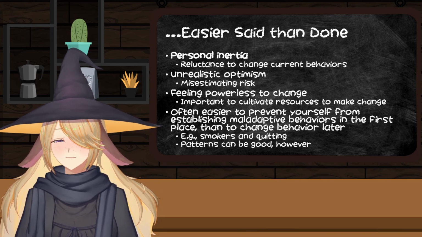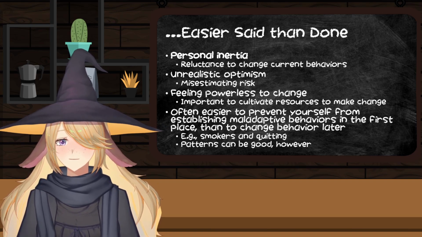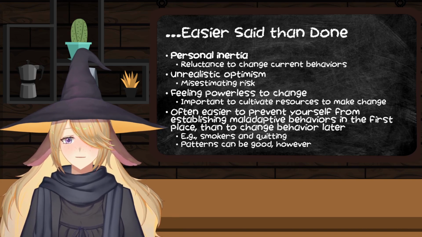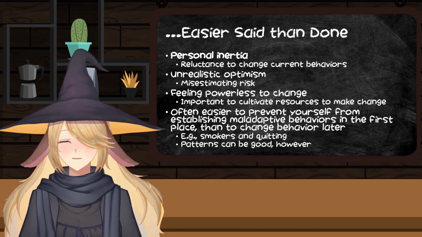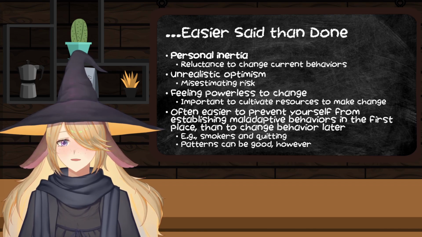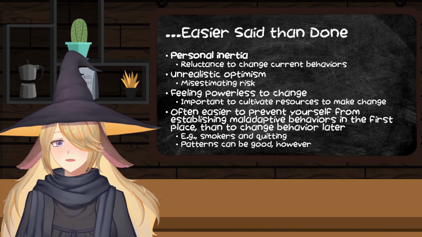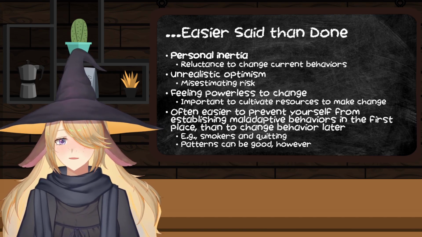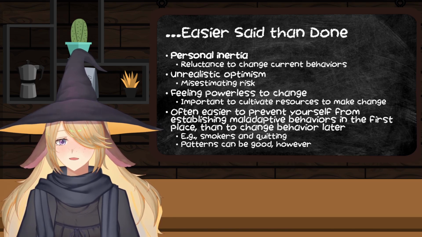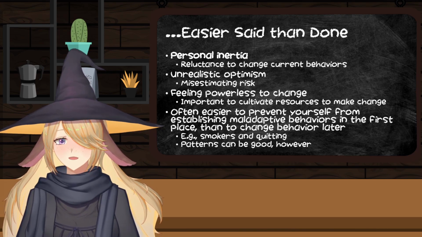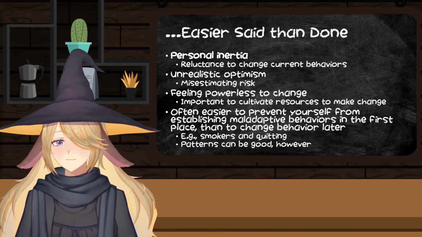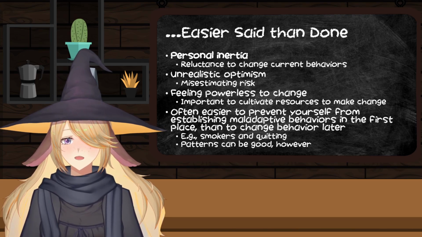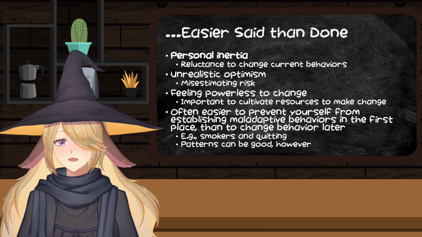Also, you might not be able to do anything about it. Feeling powerless to make a change also contributes to people not wanting to do things. And in general, when we think about those health behaviors, it's usually easier to just not start those behaviors in the first place than to change them later on. So developing patterns and healthy habits overall tends to be easier than changing bad habits later on.